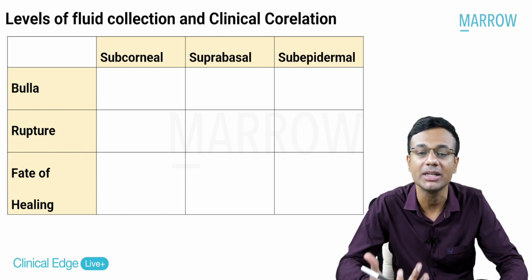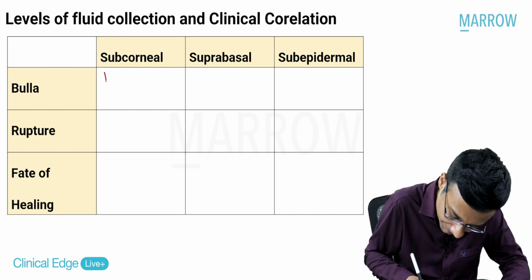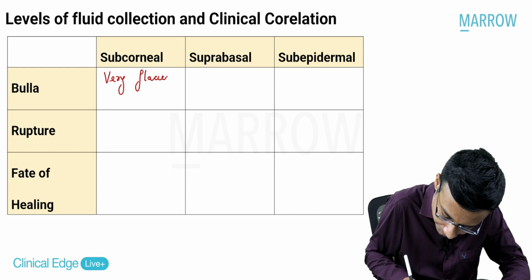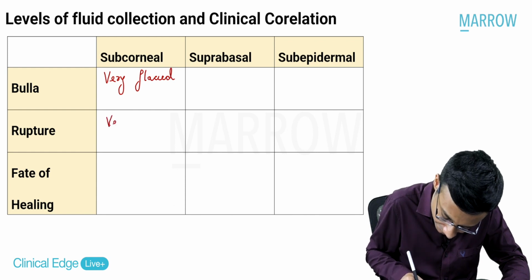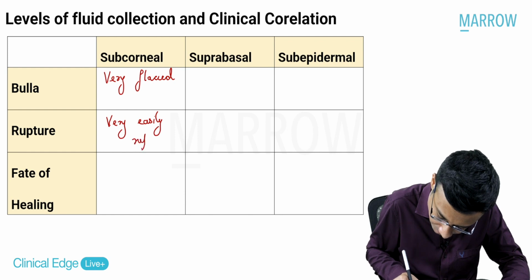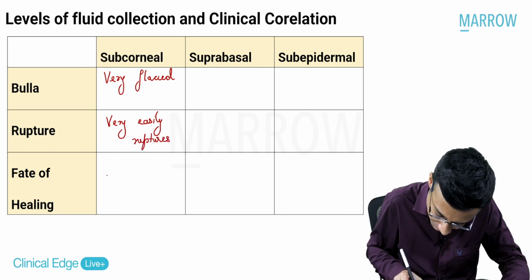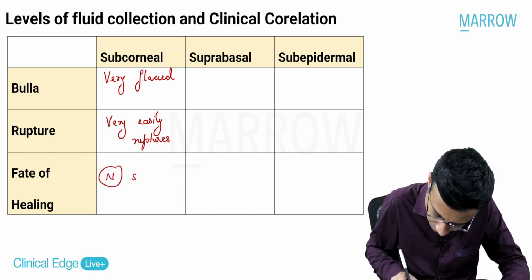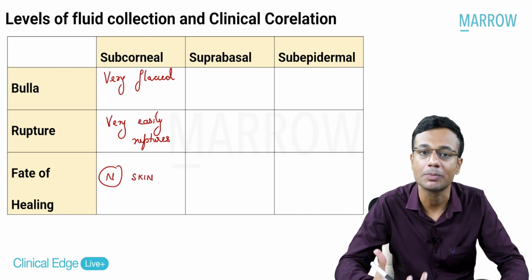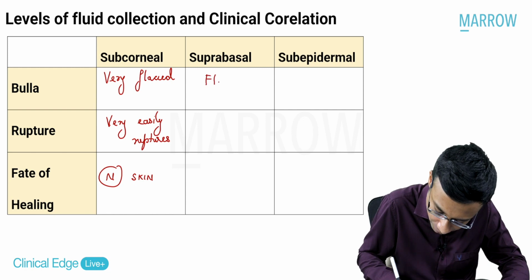Let us see how a subcorneal blister will be. A subcorneal blister is going to be very flaccid. It ruptures very easily, and it generally heals with normal skin. When you're looking at a suprabasal blister, it is a flaccid bulla.